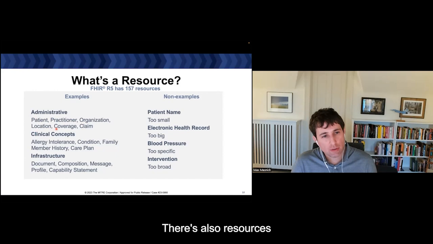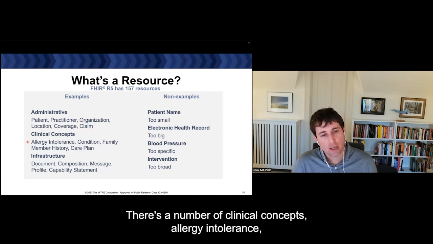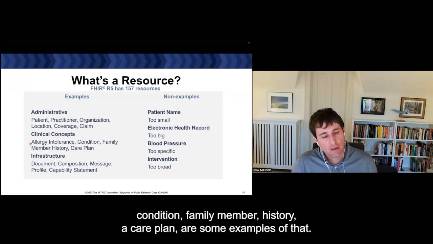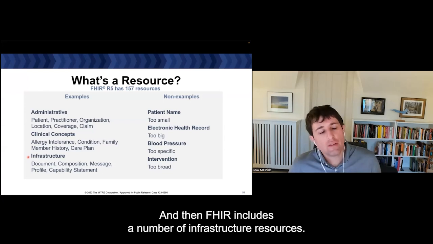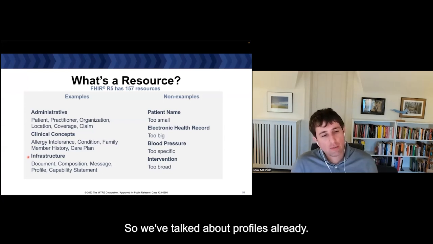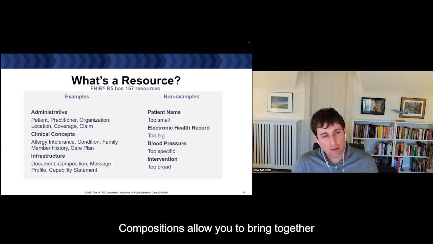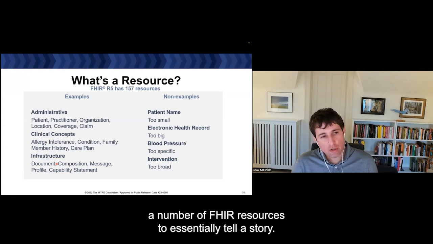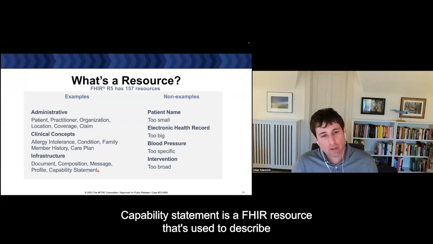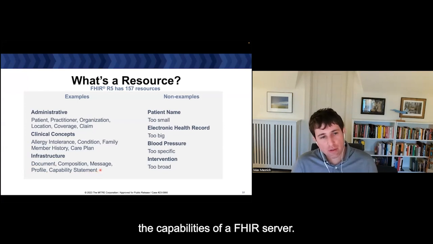There are also resources related to payment. So coverage for insurance and claims are also FHIR resources. There's a number of clinical concepts: allergy intolerance, condition, family member history, and care plan are some examples of that. And then FHIR includes a number of infrastructure resources. So we've talked about profiles already. There's also documents and compositions. Compositions allow you to bring together a number of FHIR resources to essentially tell a story. Capability statement is a FHIR resource that's used to describe the capabilities of a FHIR server.